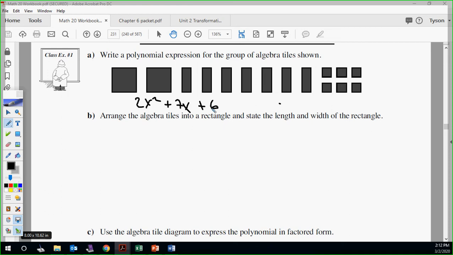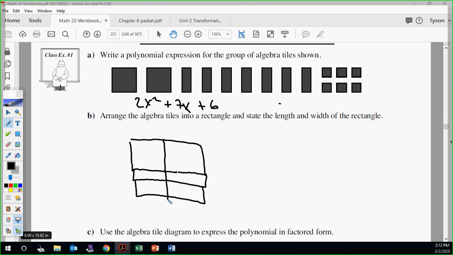So, arrange the algebra tiles into a rectangle and state the length and width of the rectangle. And so I'll just give you a brief idea of what they're doing. They're putting the two squares together. So here's the two squares. And they're lining up 4 x's here below them. 3 x's here. And just to help people with the pattern idea, and there's the 6 ones. So what they've done is they've taken this group of stuff and arranged it into a rectangle.